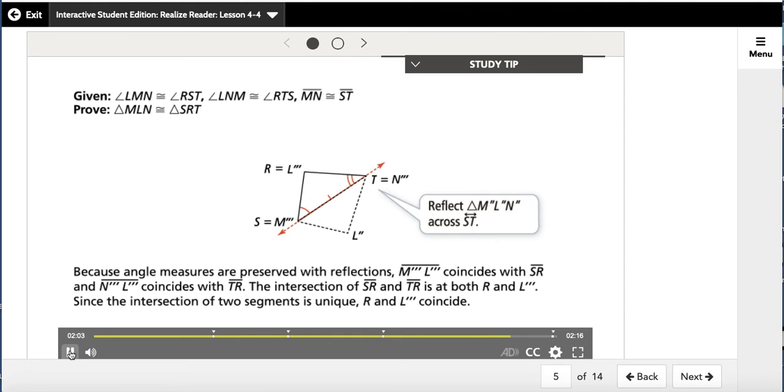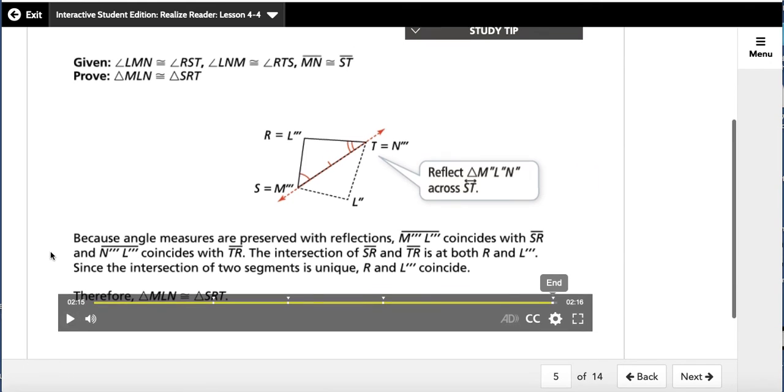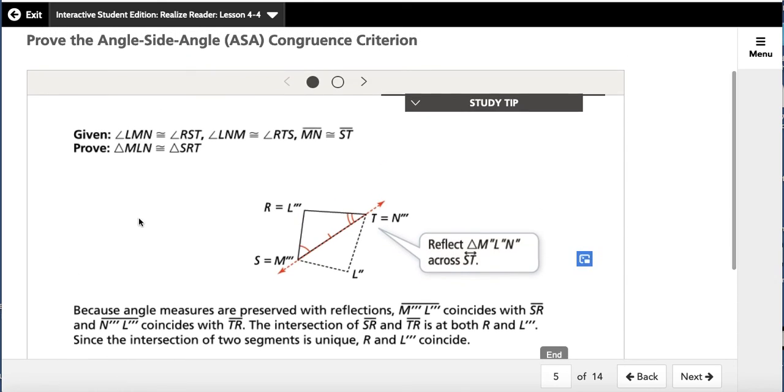Since the intersection of two segments is unique, point R and point L' coincide. Therefore, triangle MLN is congruent to triangle SRT. Which is all we really care about, that if you have two angles and the side in between congruent to two angles and the side in between, then you know the triangles are congruent.